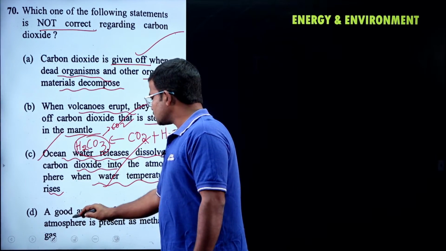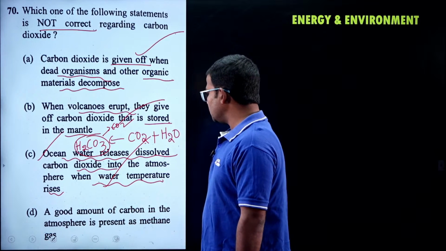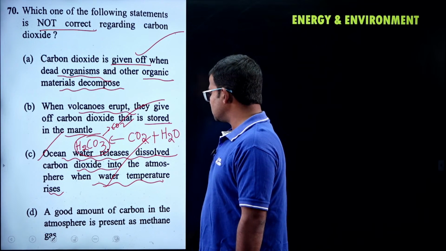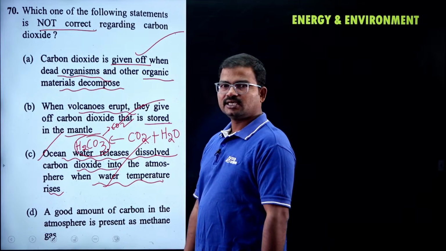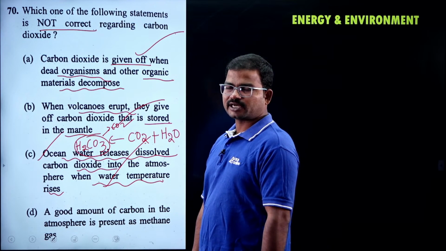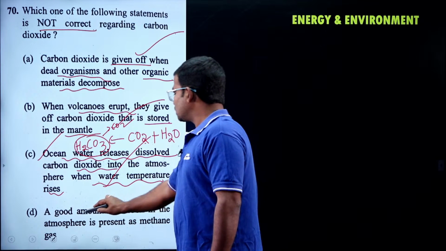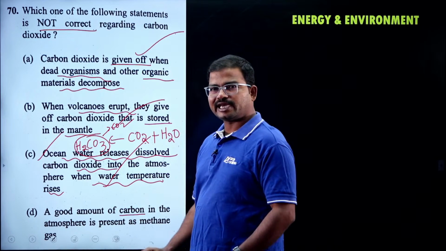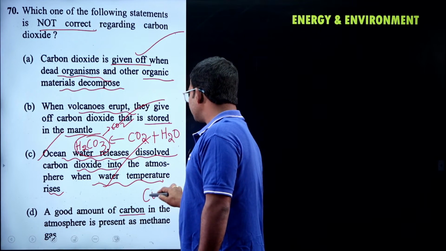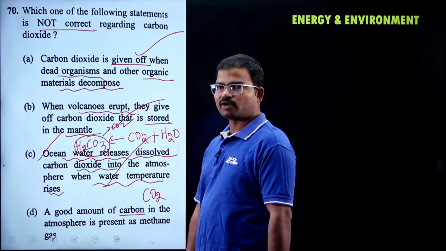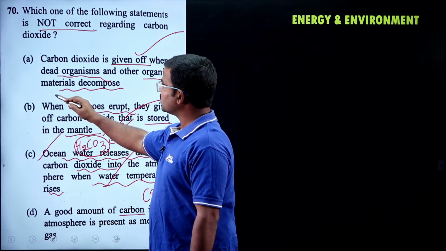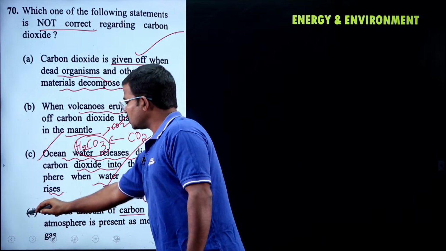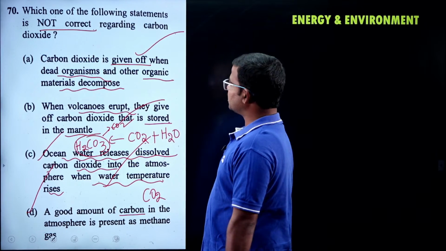Next, the last one: a good amount of carbon in the atmosphere is present as methane gas. Actually, guys, this statement is completely wrong. Why? Because a good amount of carbon in the atmosphere is present in the form of carbon dioxide, not methane. So the answer, the not-correct statement, is option D. Option D is the right answer.